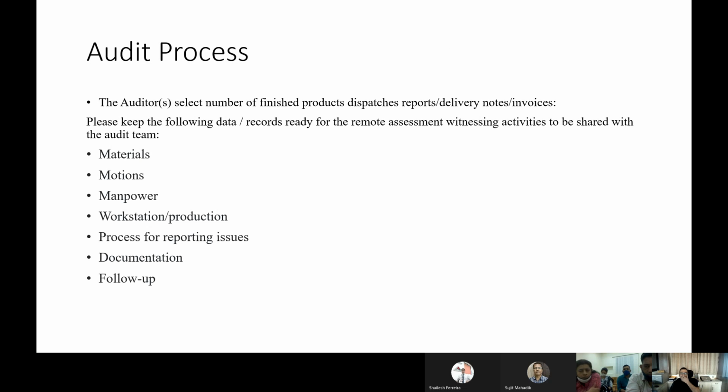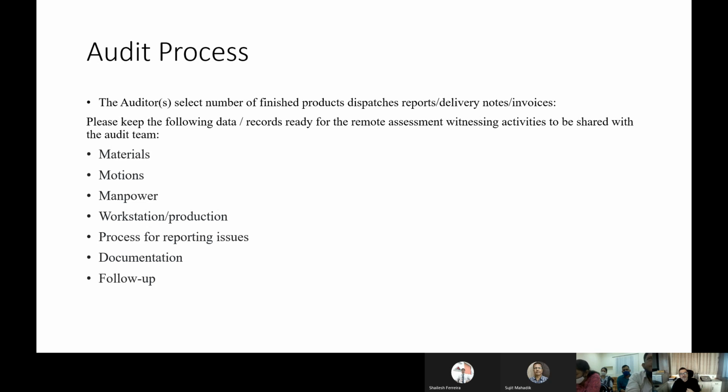Now, let us come to the audit process. What process are we going to follow? The auditor will select a number of finished product dispatches, reports, and delivery notes or invoices. So for whatever product lines you have, from each product line, you take out 2 dispatch notes or delivery notes, 2 each from different time spans. And then from there, we would like to see how the data traceability is flowing.